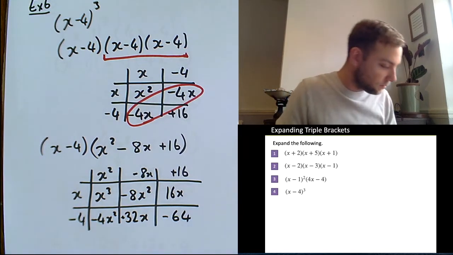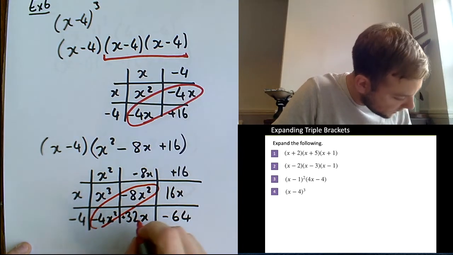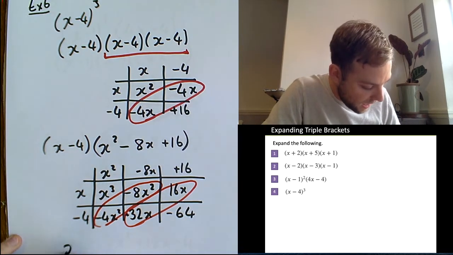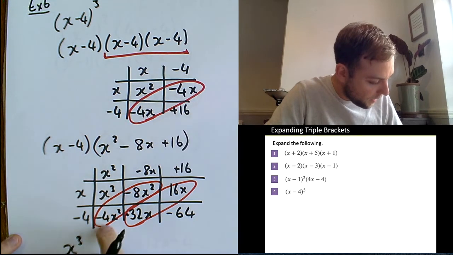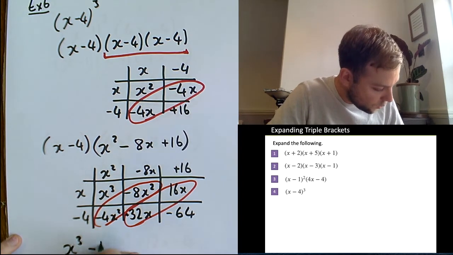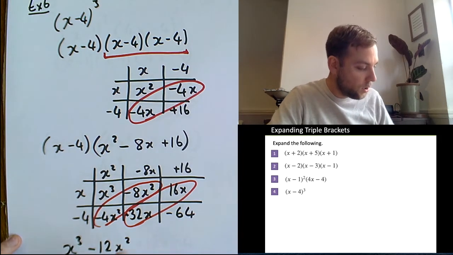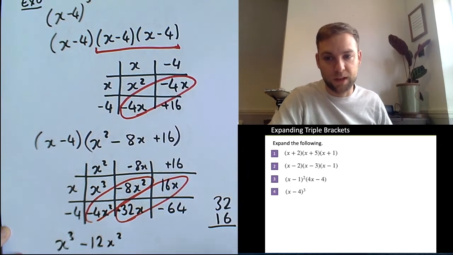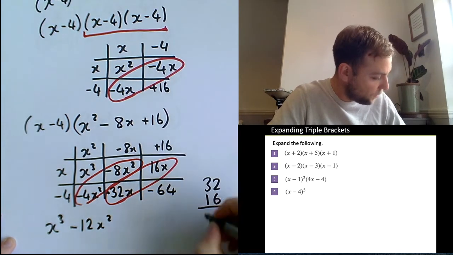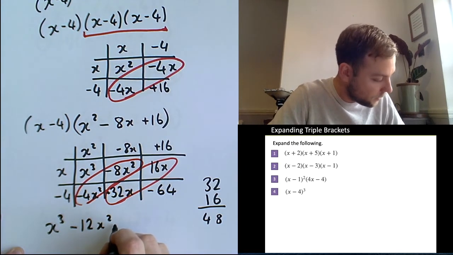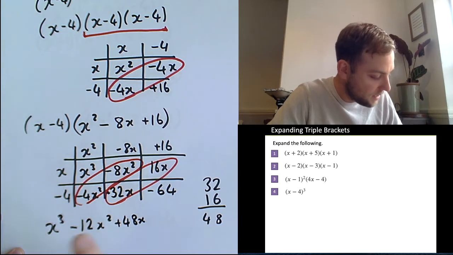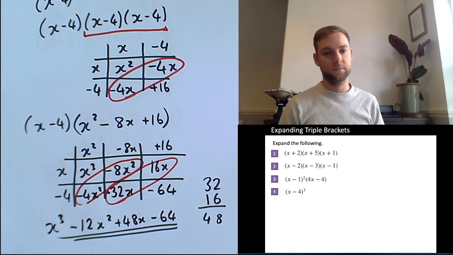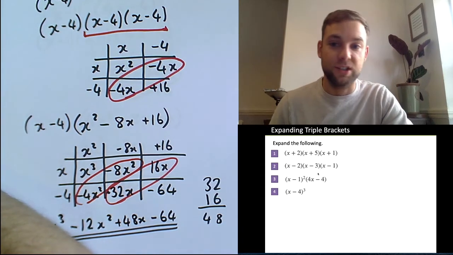Let's check the diagonals. Yes, these ones simplify. Yes, these ones simplify. So we're finishing off this now. We've got x cubed minus 4x take away 8x is minus 12x squared. 32x plus 16. Well, let's do that on the side just to make sure I get it right. I think I will, but let's do it anyway. 2 plus 6 is equal to 8. 3 plus 1 is equal to 4. Brilliant. So that's going to be plus 48x. Last one, minus 64. And that was that one done. Brilliant.